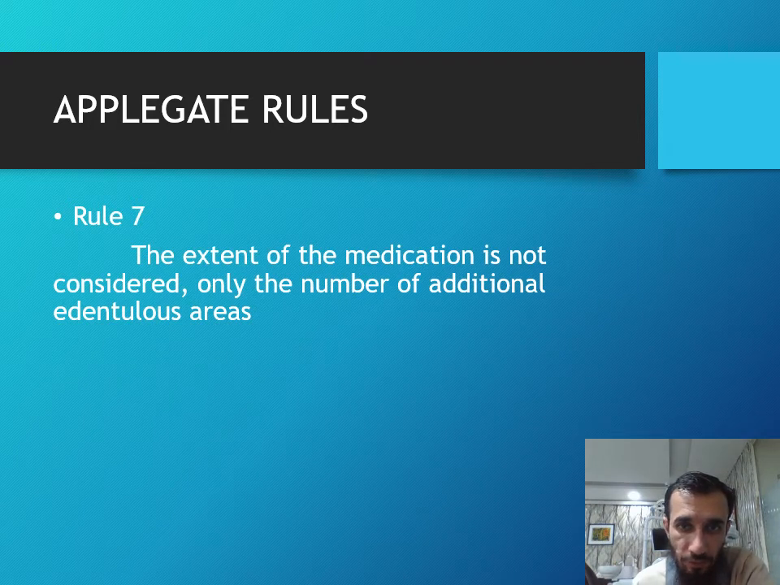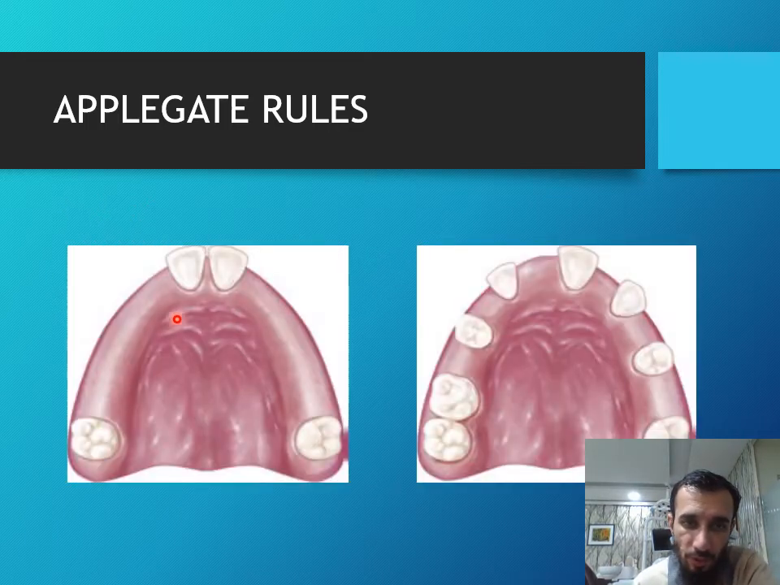Now, the extent of modification is not considered, only the number of additional edentulous areas. It means that no matter how large or small the edentulous area is, it doesn't matter. The number of additional edentulous areas matters. Like in this situation, you have two edentulous areas. One would determine the classification. In this case, both are the same, so you can easily classify this arch into Kennedy's class 3. And you have one long edentulous span, so it's considered as modification 1.